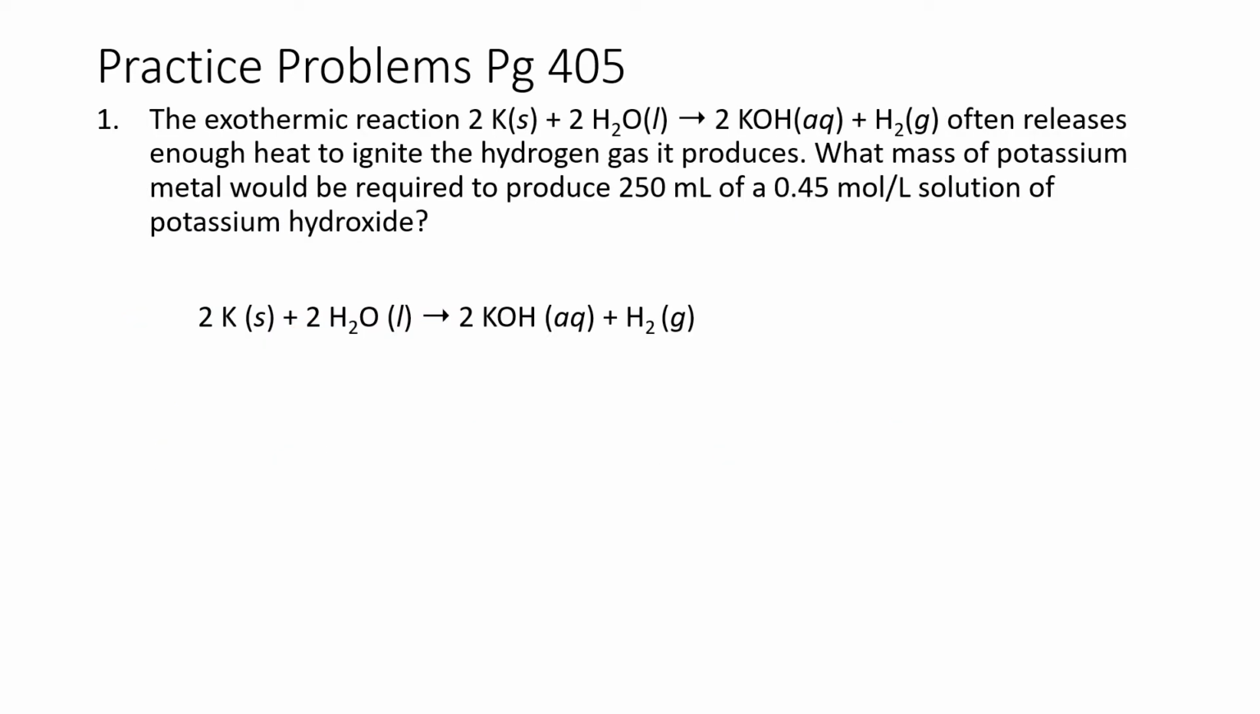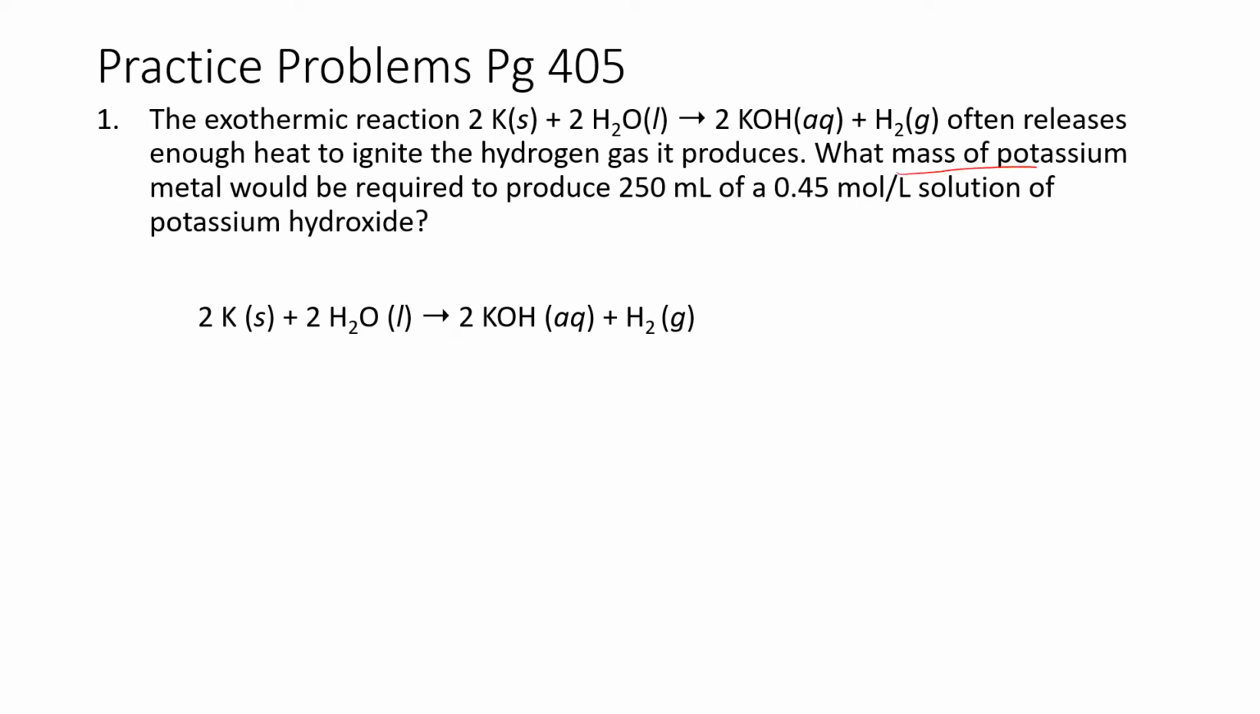All right, let's try another one. So the exothermic reaction of potassium plus water forming potassium hydroxide and hydrogen often releases enough heat to ignite the hydrogen gas it produces. What mass of potassium metal would be required to produce 250 milliliters of a 0.45 molar solution of potassium hydroxide? So if we take potassium and throw it in water, it actually creates a lot of hydrogen gas. It gets super hot, and because it gets so hot, it can ignite the hydrogen gas, which is very flammable. So it's actually a pretty dangerous reaction, so we don't do it in class.